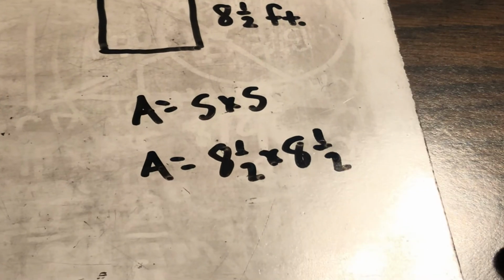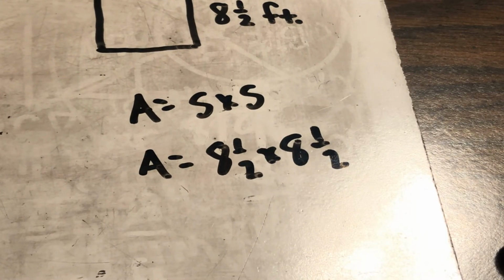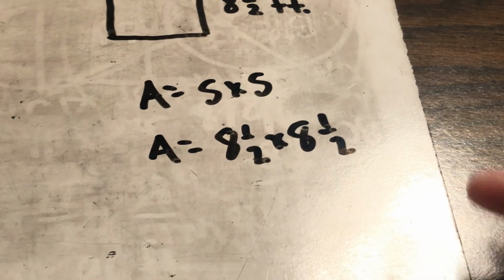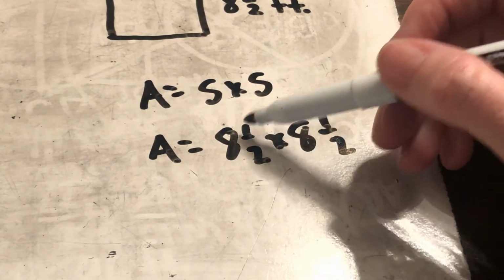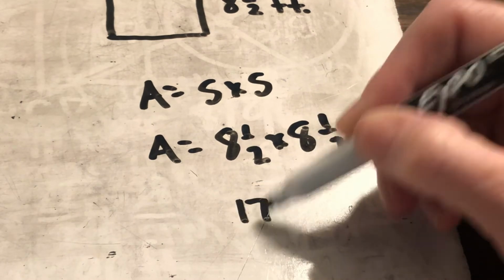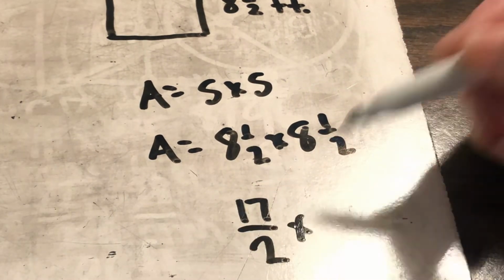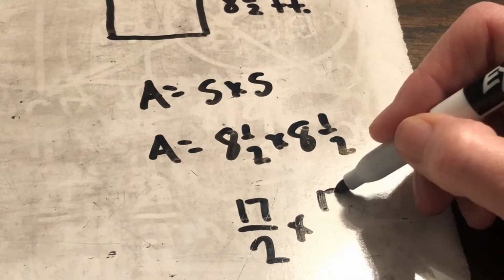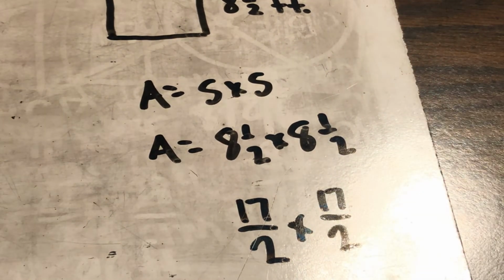8.5 times 8.5. Okay, I can't multiply like this. I have to make them improper fractions first. So I'm going to have 8 times 2 is 16. Plus 1 is 17 over 2 times 8 times 2 is 16 plus 1 is 17 over 2. Okay. Now, I have to look and see if I can cross-reduce anywhere. And it doesn't look like I can do any cross-reducing here. I don't like this one at all. This one's not very fun.